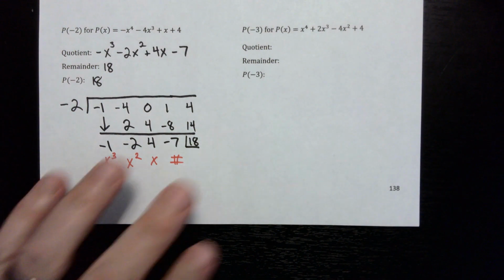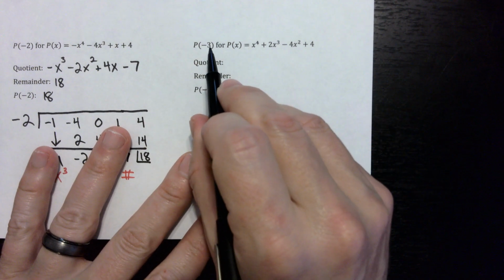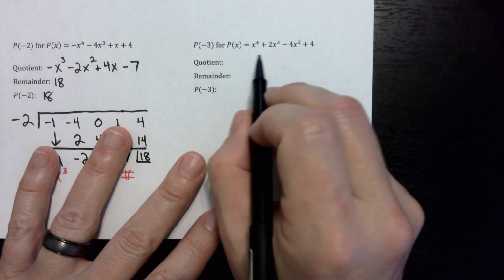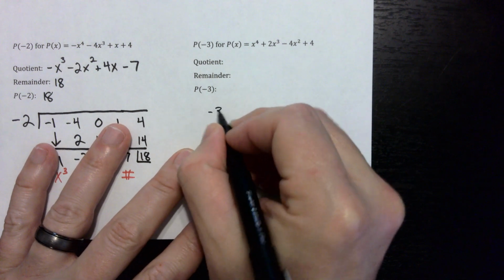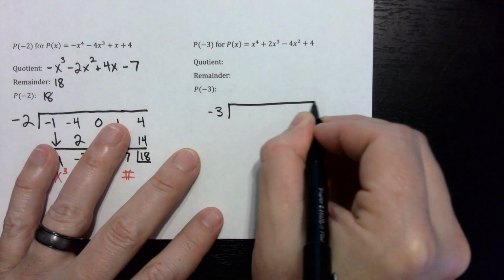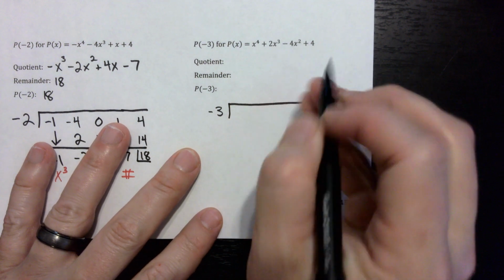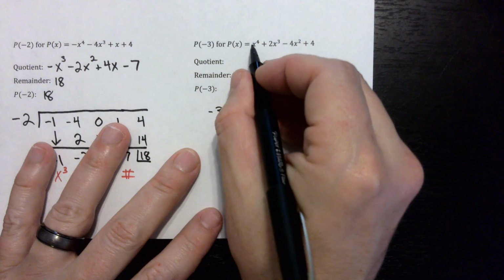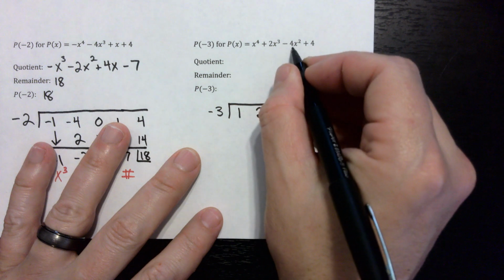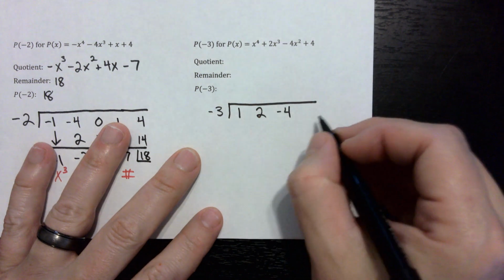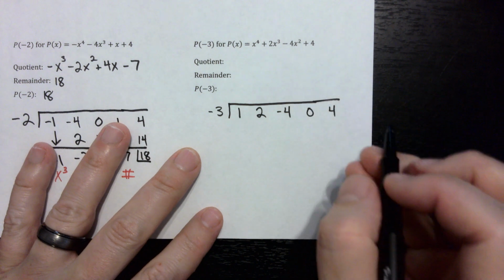Okay, for the last one, we've got this function, and we're asked to evaluate the function at -3. So instead of plugging in and getting an answer, I'm going to use synthetic division. I'll put a -3 out front. See if I'm missing any terms. I have x to the 4th, x to the 3rd, x squared. There's no x term, so I'll put a 0 there. So the coefficient here is a 1. Here is a 2. Here is a -4. The x term's missing, so there's a 0. And then there's 4 for the number.